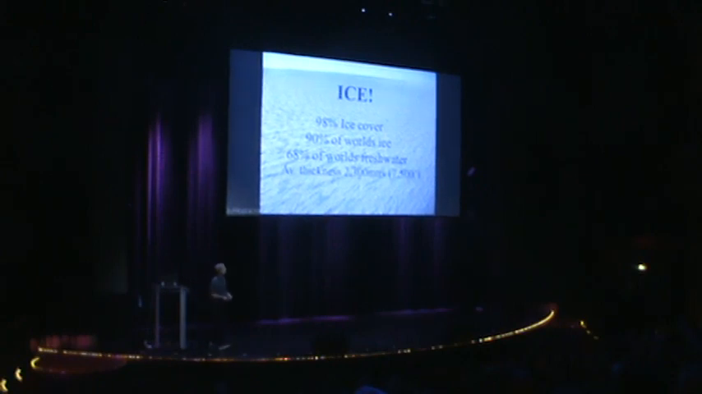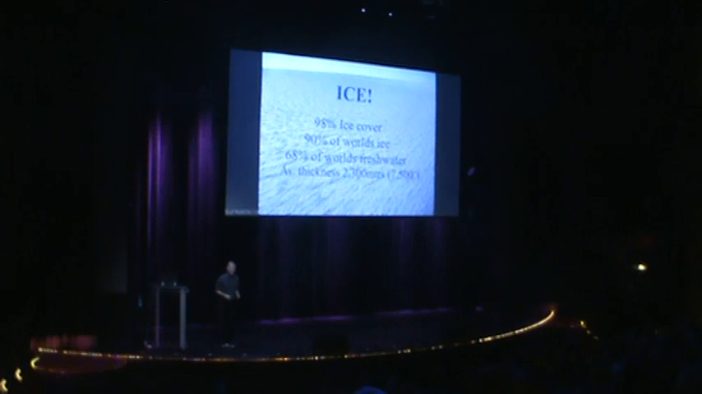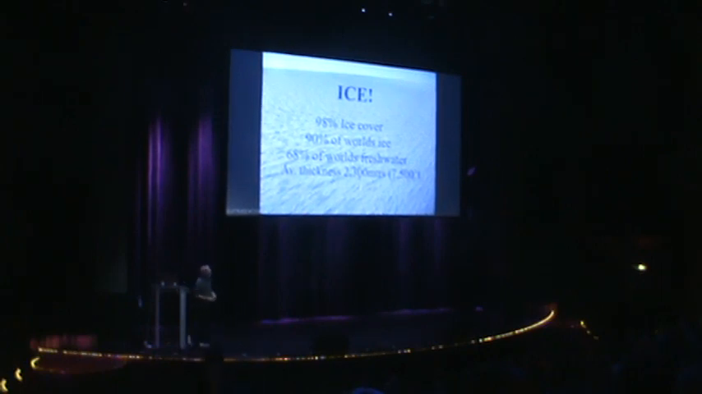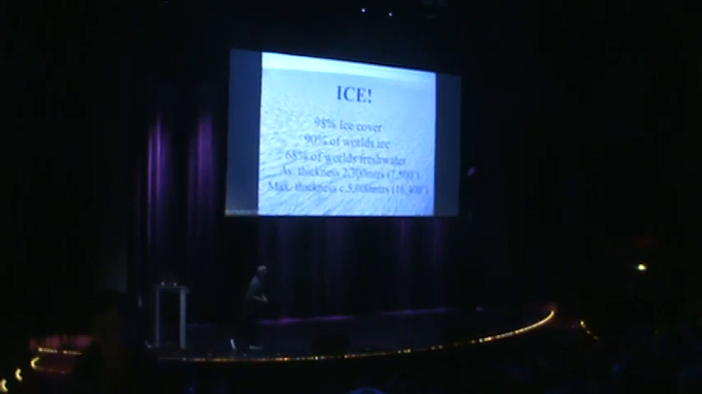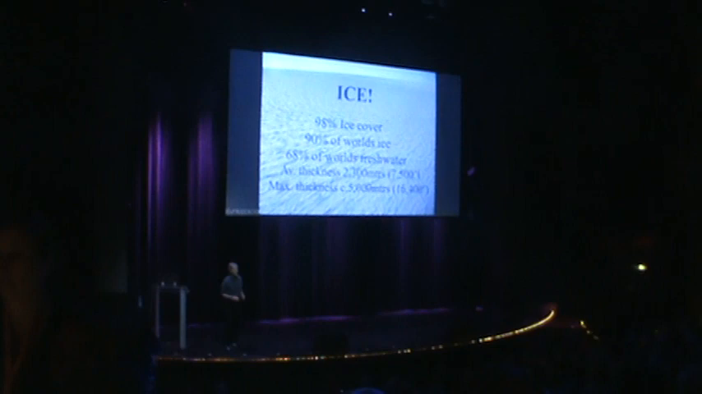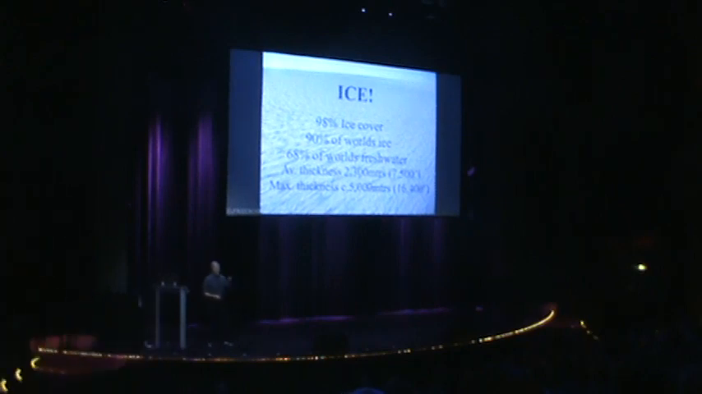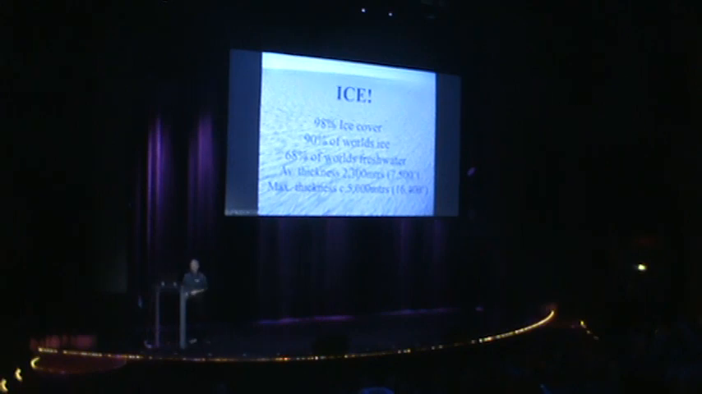The average thickness of Antarctic ice is 2,300 meters, which is 2.3 kilometers. That's about 1.3 miles, something like that. It's the average thickness. And the maximum thickness is 5,000 meters roughly, which is about 3 miles. So you've got about 3 miles of ice under your feet, where you're standing right on top of the Antarctic plateau.